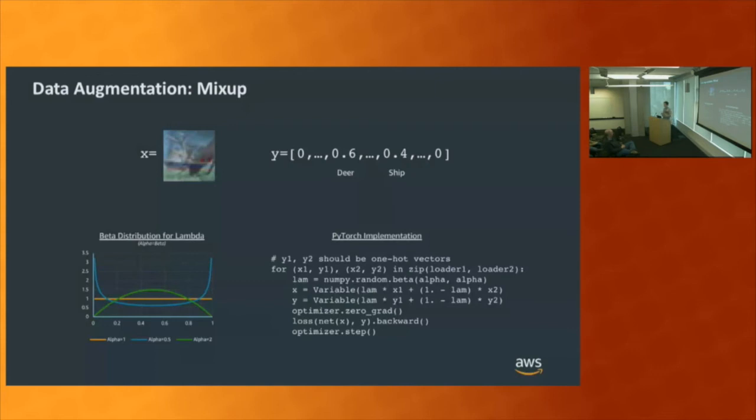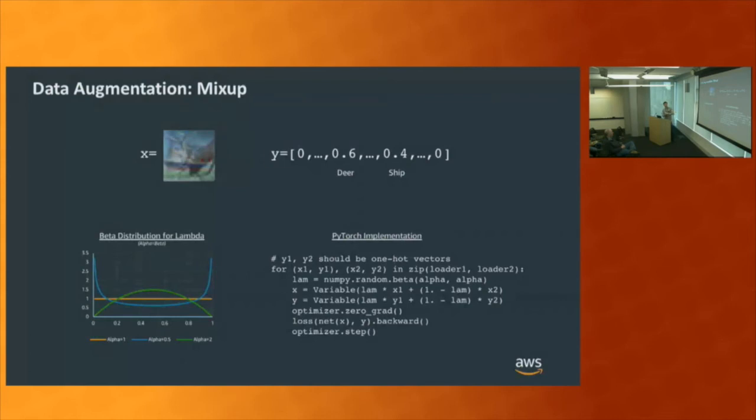We can't just combine labels if we've got deer as class 1 and ship as class 3, because that would average out to be 2, which makes no sense because that's a different class. So we have to make sure we one-hot encode the labels first and then do the combination. And the proportion that we combine the 2 input samples is sampled from a beta distribution. So a beta distribution would look something like this. And depending on what we choose as the parameter for the beta distribution, we might sample lambdas that are close to the center, which would be 0.5.